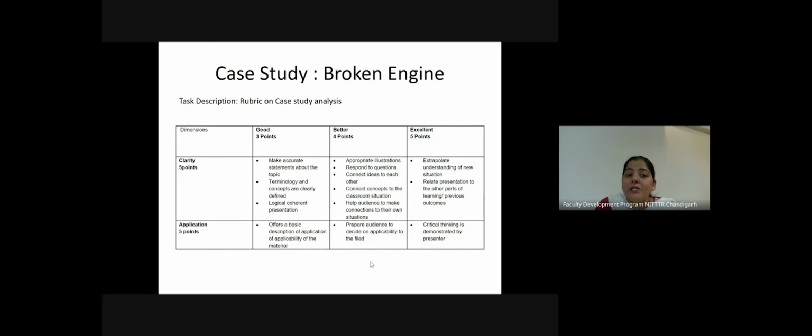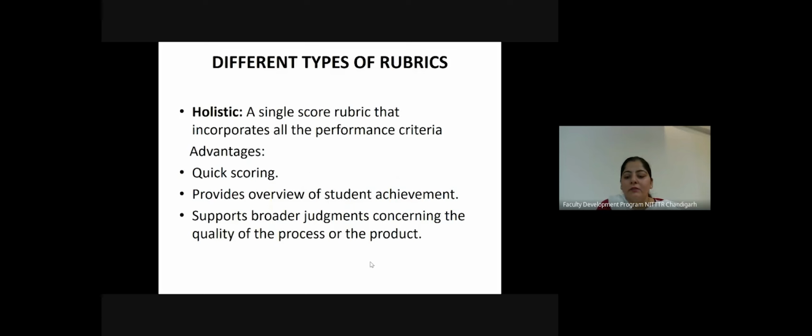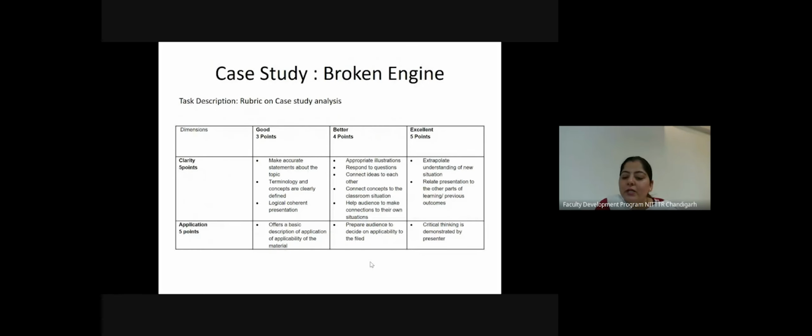In a case study analysis in a classroom environment, a simple holistic kind of rubric was developed. There are only 2 dimensions, clarity and application, 5 points to each. The scale is divided into excellent, better and good. Quantitative: 5 point, 4 point and 3 point, and then a description of those dimensions needs to be there. I will give you the PowerPoint presentation. Is that clear? Any question till now?